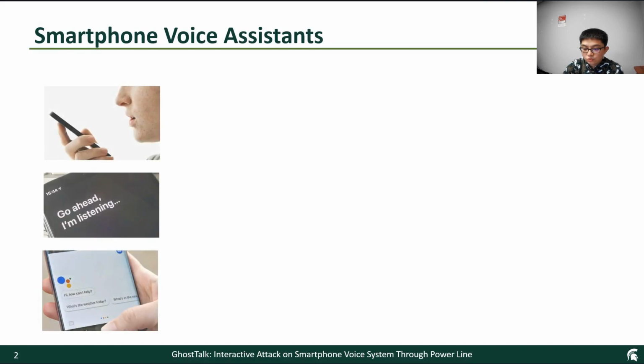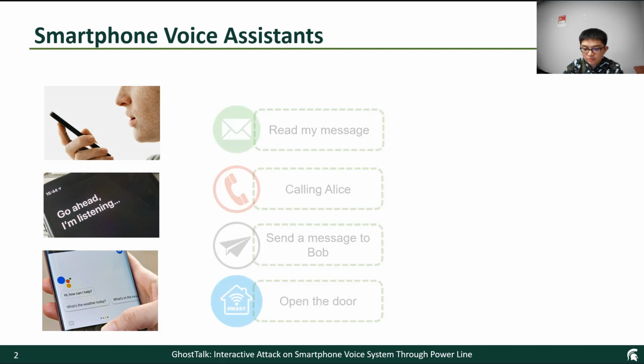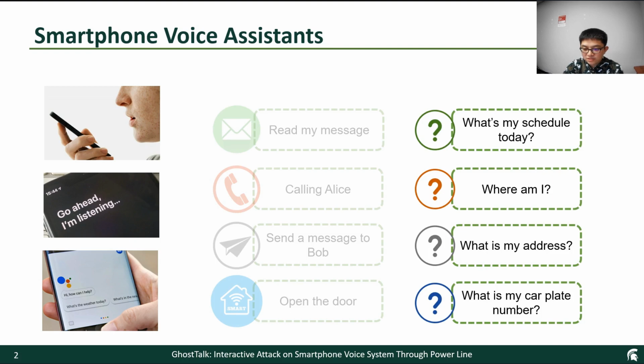Usually, we use voice assistants to remotely operate our smartphones. For example, make a phone call or send a message. At the same time, our smartphone knows our privacy as well. For example, our address and contact phone numbers are saved in our smartphone, and your smartphone also knows your current location, and all this privacy can be answered by your voice assistant.